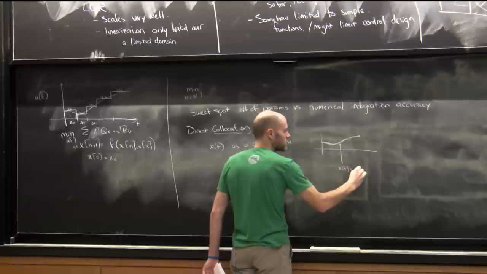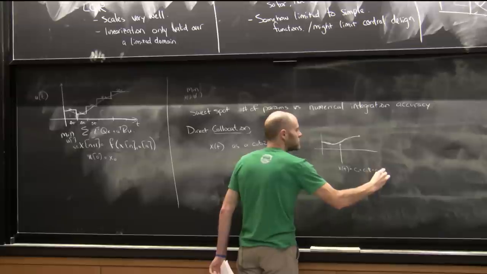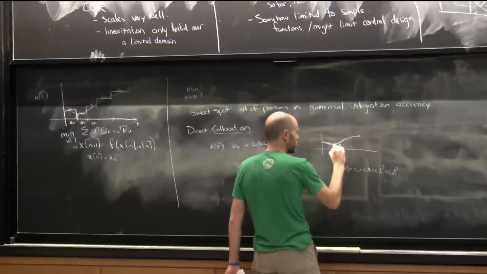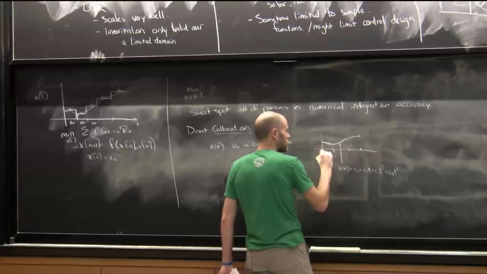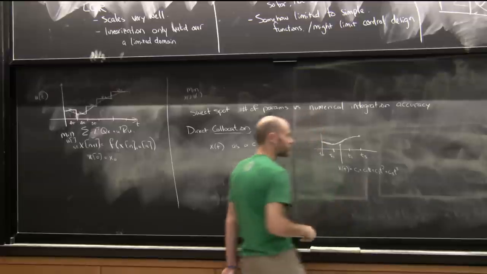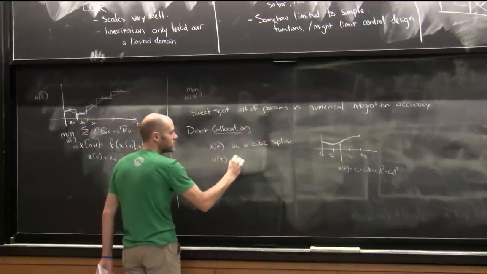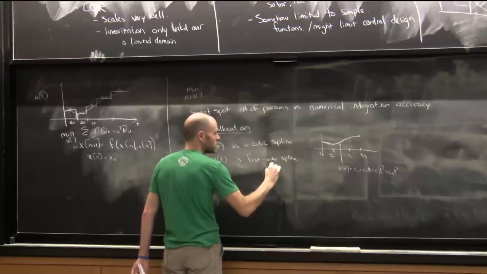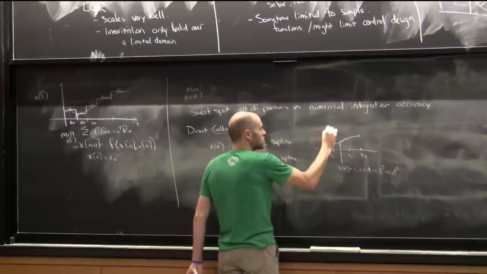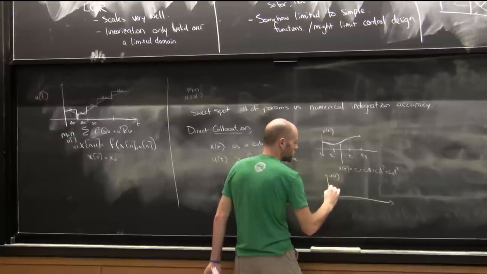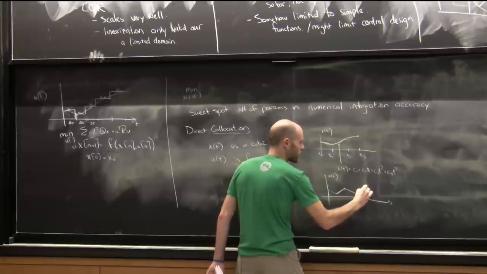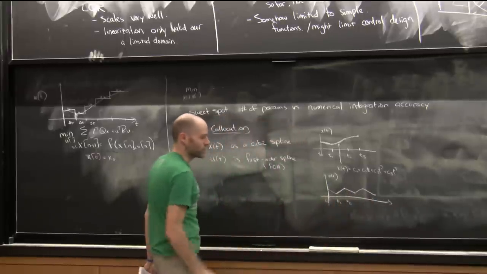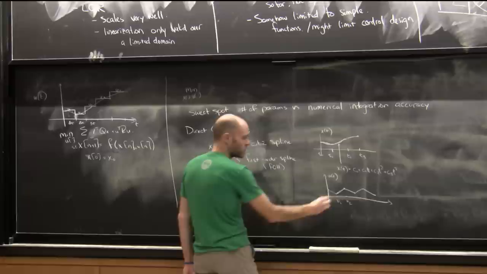x of t here is c0 plus c1 t plus c2 t squared plus c3 t cubed. And that's actually relative to these knot points. And then u of t is a first order spline, otherwise known as a first order hold. So you have decision variables here, which are u0, u1, u2, and the like, okay? And if you want to evaluate the system in between, it's just a linear interpolation.